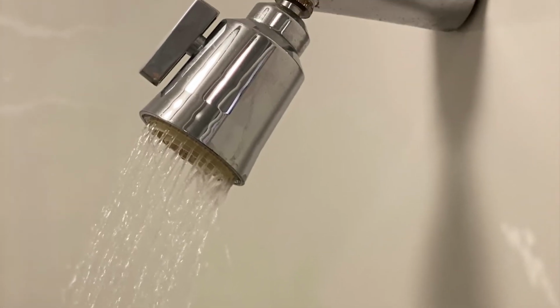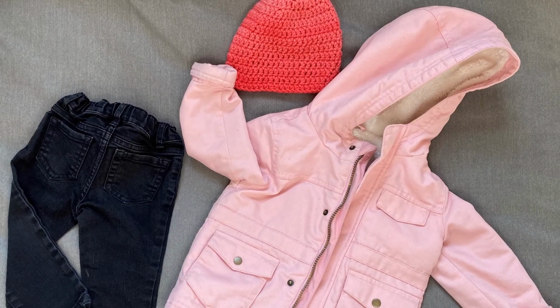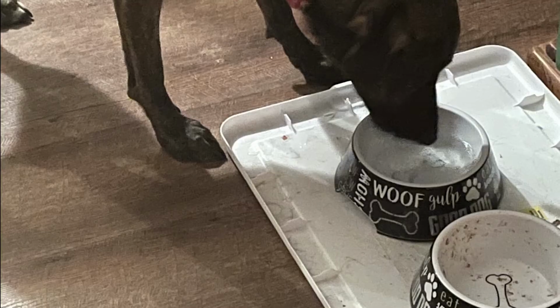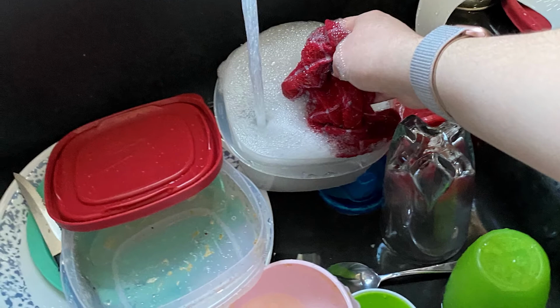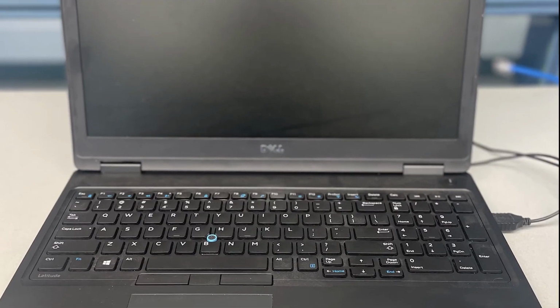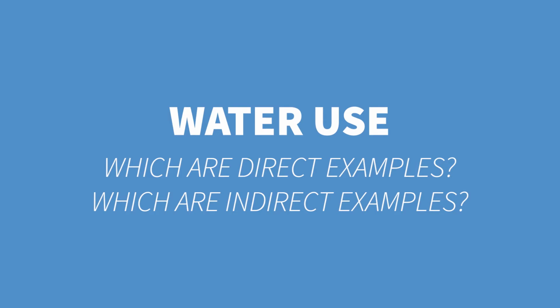Taking a shower, a plate of food, clothes, a dog drinking water, doing the dishes, a laptop. Take a moment to pause this video. I'll give you a hint. Three are direct and three are indirect.